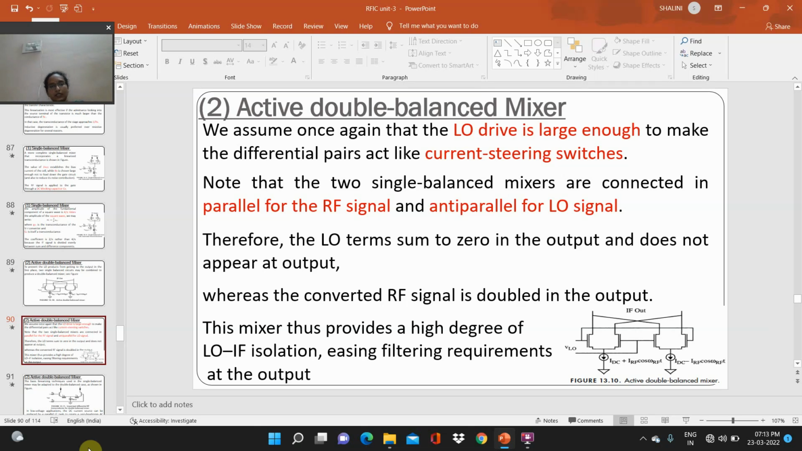Note that the single balanced mixers are combined. Therefore, the local oscillator terms sum to 0 in the output and do not appear at the output, whereas the converted RF signal is doubled in the output. This mixer thus provides a high degree of LO-IF isolation, easing filtering requirements at the output.